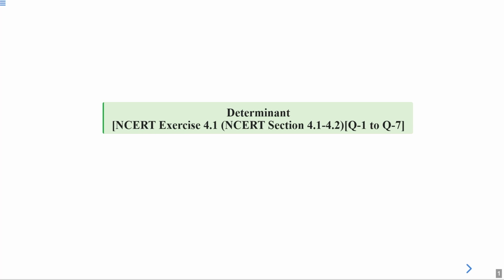Good afternoon. Today we will do exercise 4.1 of determinant. So we have already discussed how to find the determinant of a matrix of order 1, order 2 cross 2 and order 3 cross 3.